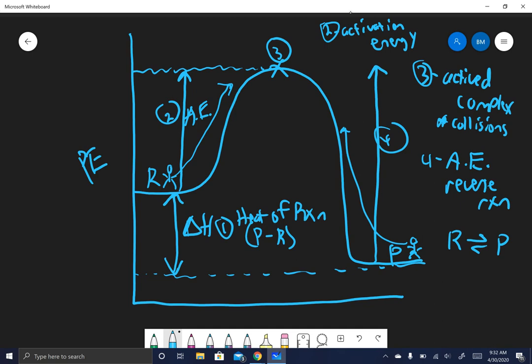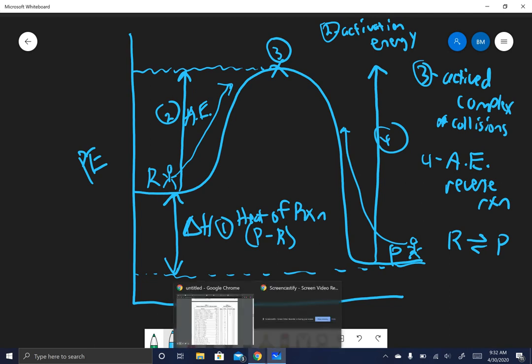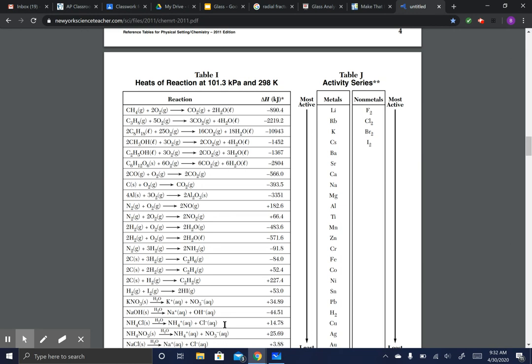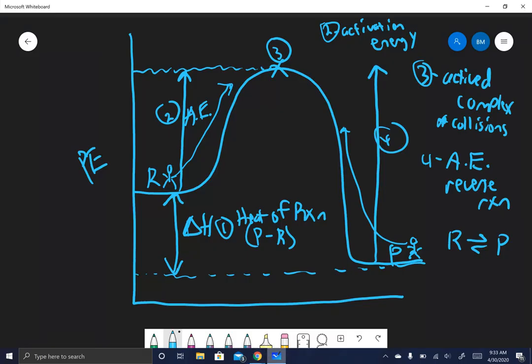Delta H is the difference between reactants and products energy, and that delta H corresponds directly to these delta H's right here. So this one loses 890. This one loses 2,000. This one loses 1,000. These are measured just like this, the difference between reactants and products. So that's important, understanding where activation energies are, whether it's forward or reverse. And right at the top, it's called the activated complex.